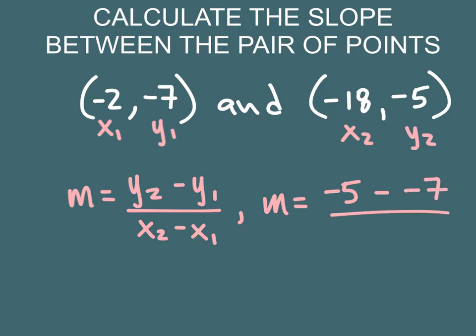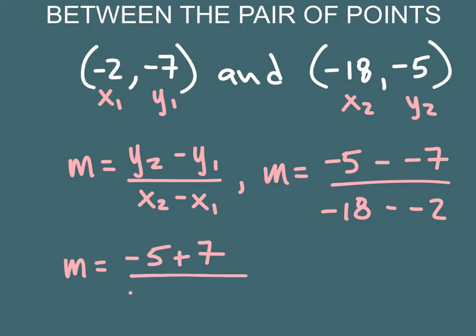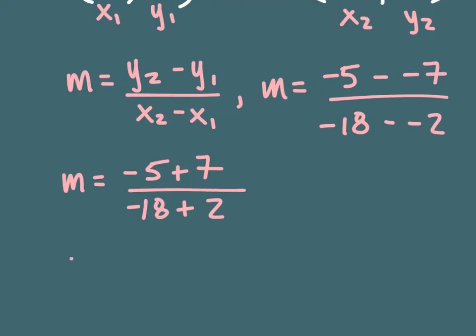I'm using negative numbers to give you kind of a weird example here. Let's do x sub 2. That's negative 18, and then minus negative 2. Regardless of the values, I just want to make sure that I'm always subtracting these. So the next step down, m is equal to negative 5 plus 7 over negative 18 plus 2. Once I evaluate this, negative 5 plus 7 is 2, and negative 18 plus 2 has a value of negative 16.